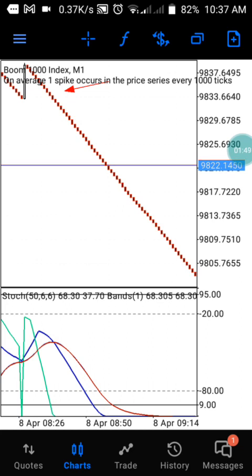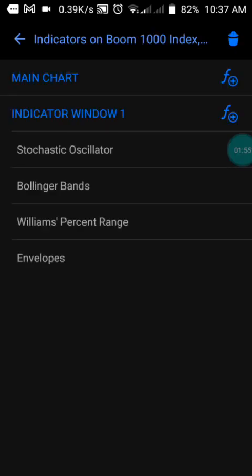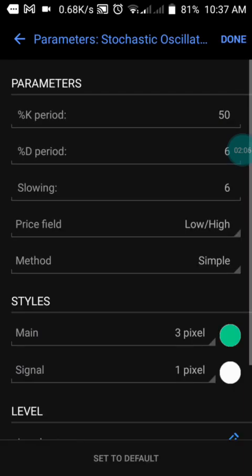So let me show you the settings of this strategy for you to also have it on your phone. For this strategy, we have just four indicators here, and everything is going to be on our window indicator. We have the first one, which is the oscillator. We have our percentage K at 50, our D percentage at 6, and our slowing at 6. We have our price feed at low/high, and our method to be simple.